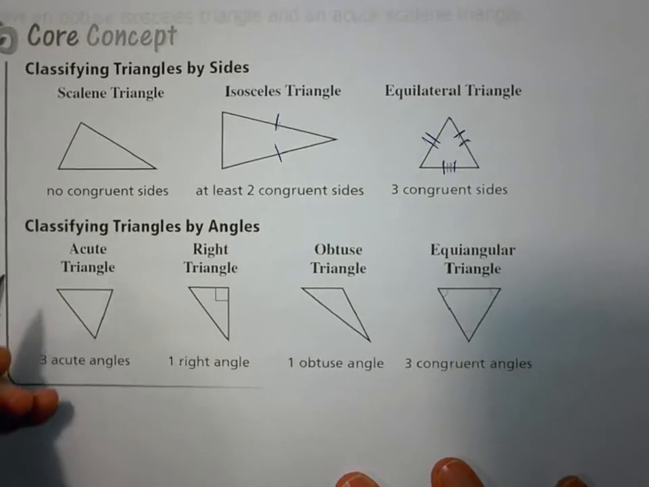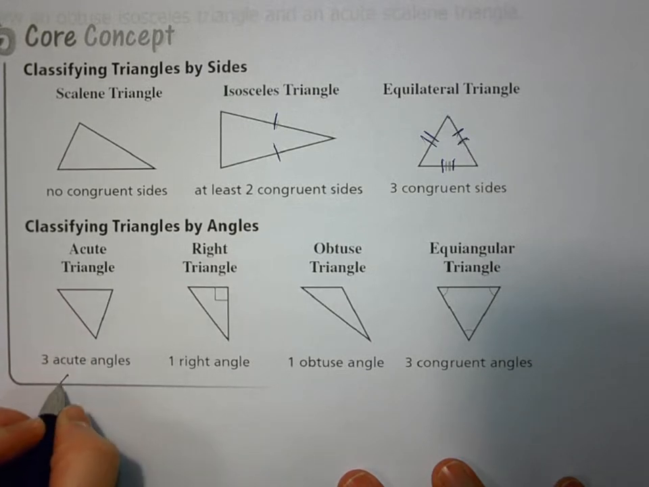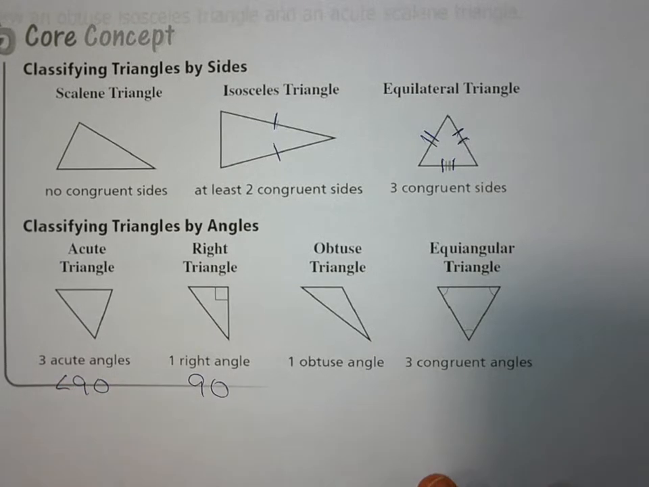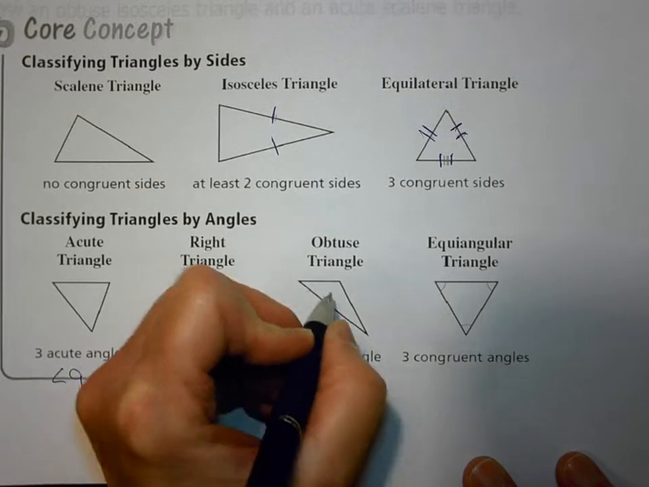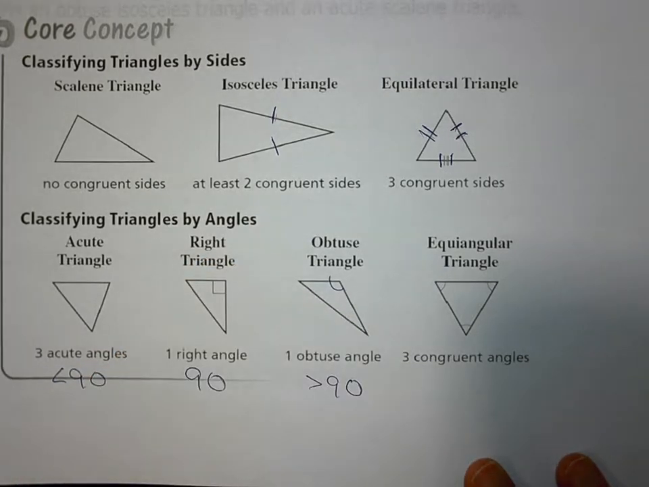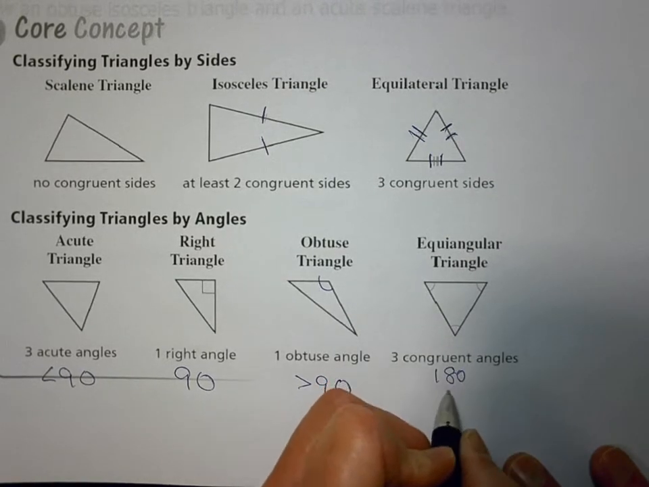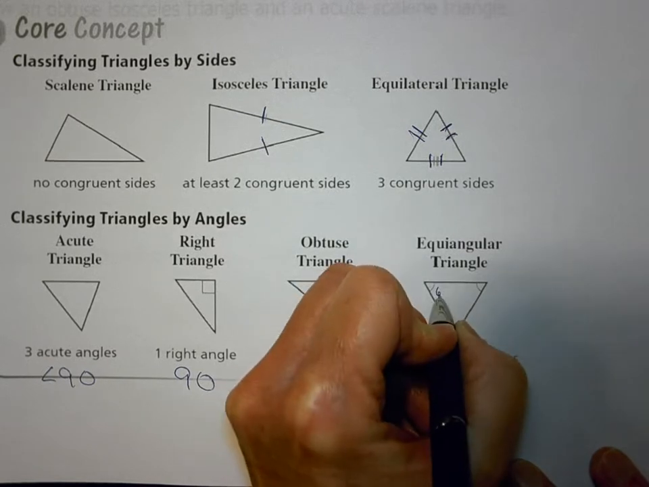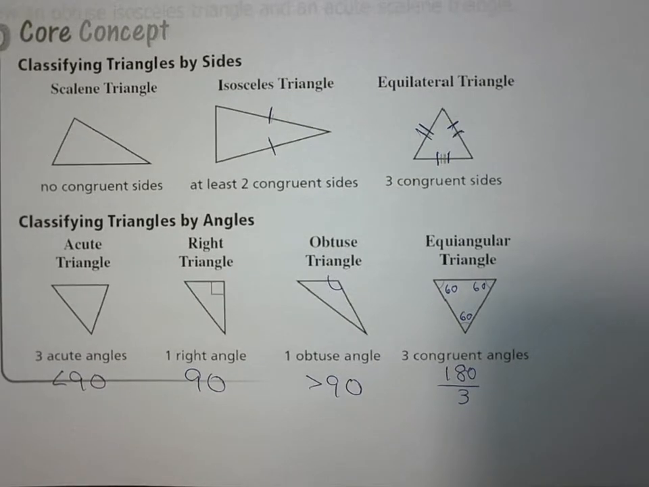Okay, if you classify by angles, acute is all 3 angles are less than 90. A right triangle means you have one 90-degree angle. And an obtuse triangle means you have one angle that is larger than 90. That would be that one. And then 3 congruent angles. If you think about it, 180 is the full triangle, we've talked about that before. Divided by 3, each of these angles on an equiangular triangle is going to be 60 degrees.